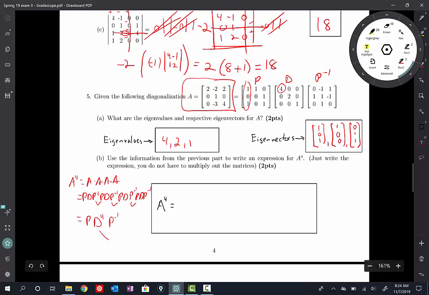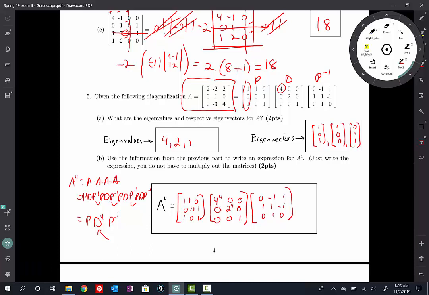And the nice thing about that form is that because D is a diagonal matrix, I can really just raise the values on the diagonal to the fourth power. So I would write this out as 1, 1, 0, 0, 0, 1, 1, 0, 1, my matrix P, times D, but now I'm raising the diagonal entries to the fourth power. Make sure you put those powers inside the matrix so I really know that you understand how to raise the diagonal matrix to the fourth power. And then times our P inverse. So you don't actually have to calculate what A to the fourth is, just show me the expression for that, and this would be that expression.